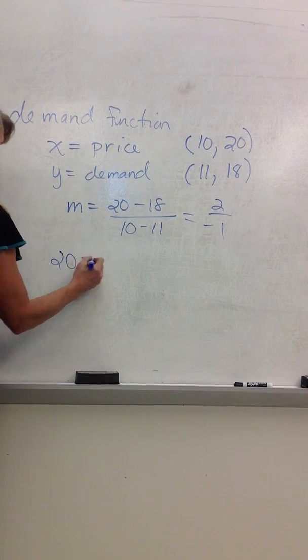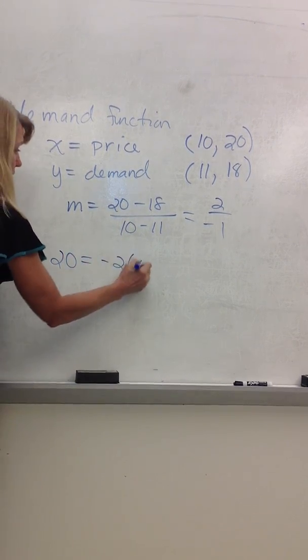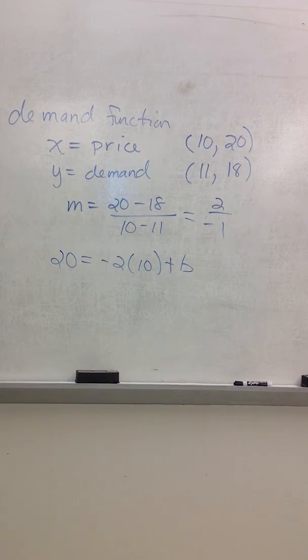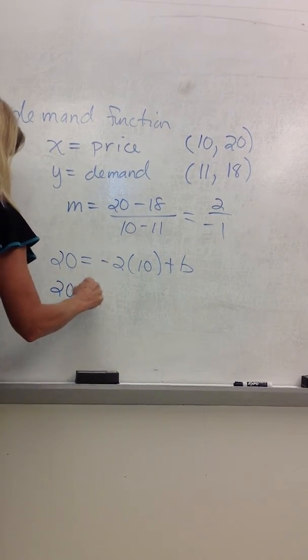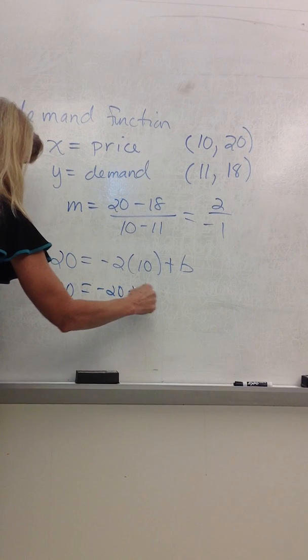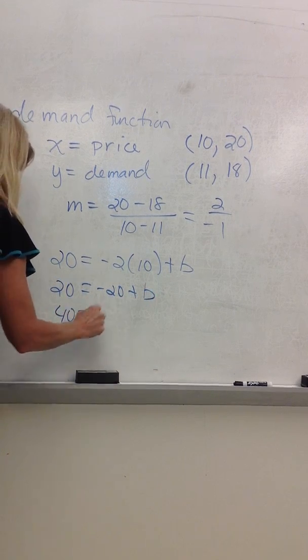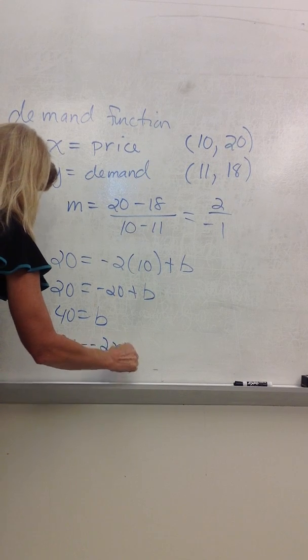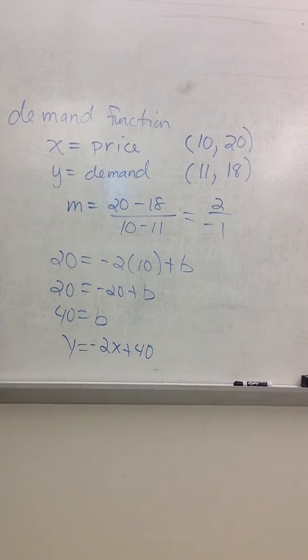So when y is 20, x is 10, and so b equals 40. So y equals -2x plus 40 is my demand function, where x is my price and y is my demand. So that was part A of the question.